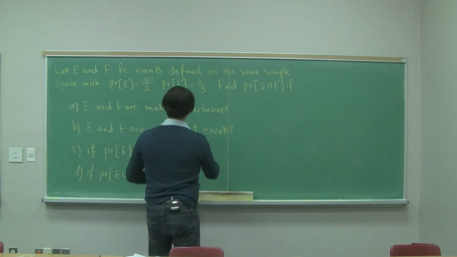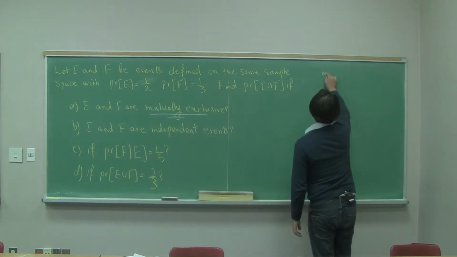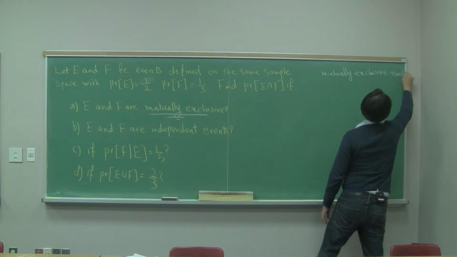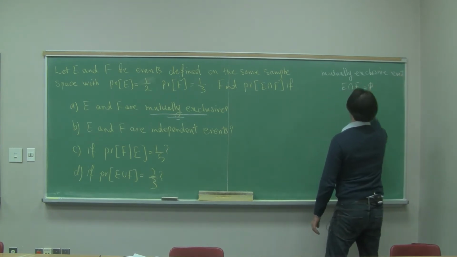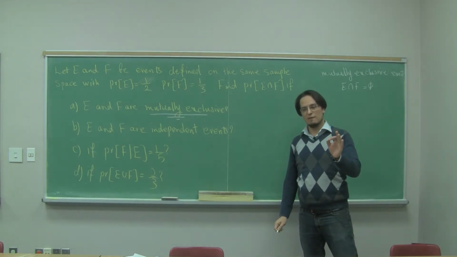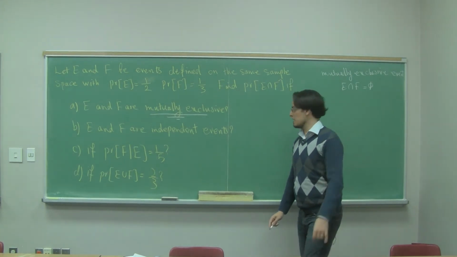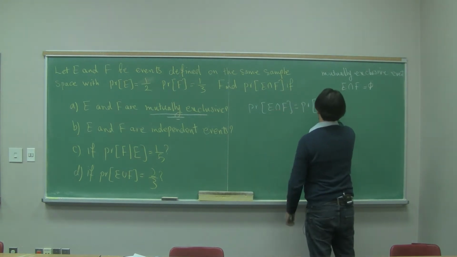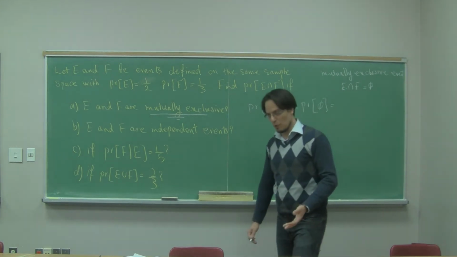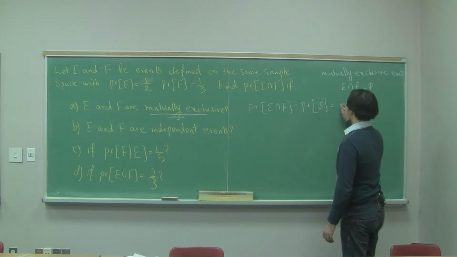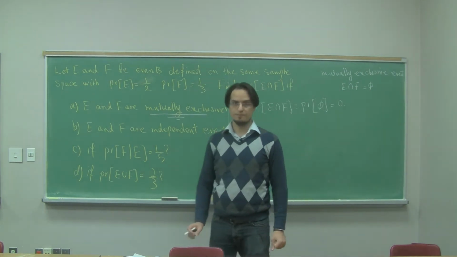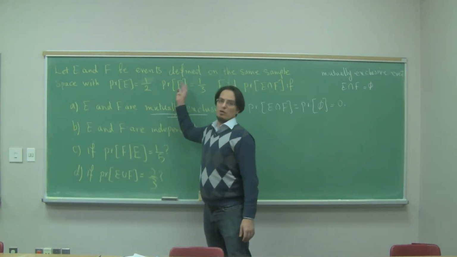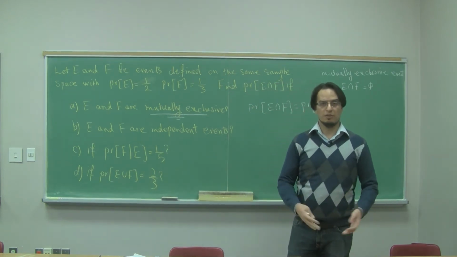In part A, it says E and F are mutually exclusive. Mutually exclusive means that they have no intersection. If two events have an empty intersection, then the probability of the intersection is the same thing as the probability of the empty set. But based on the properties of a probability measure, we know that the probability of the empty set is always equal to 0. That's part A. Mutually exclusive means the intersection is empty, and we don't even need the information about the probability of E and F, but the result would be that the probability of the intersection is 0.